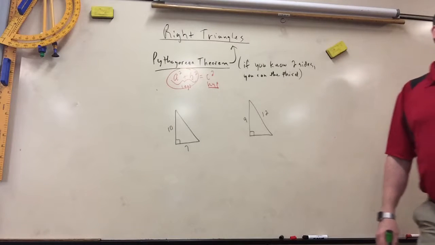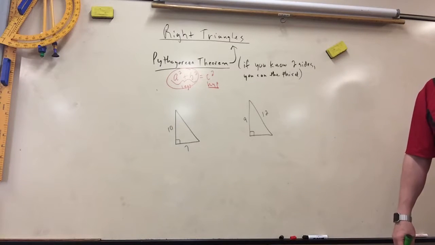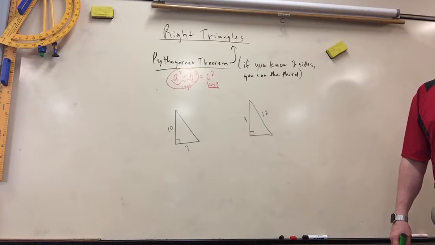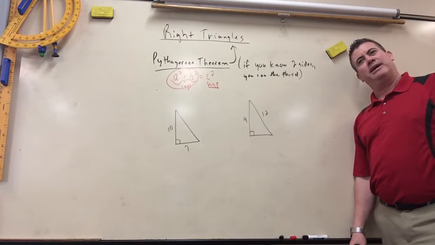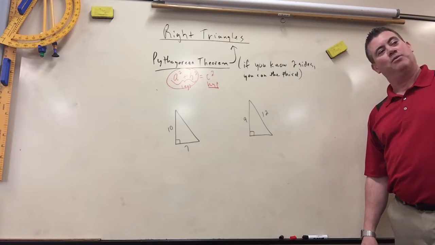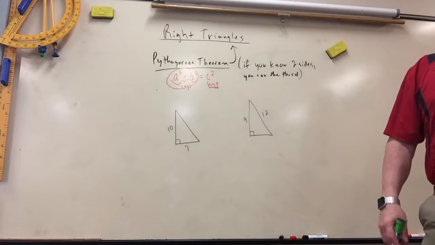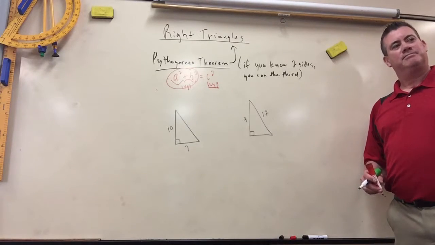Is there a theorem to find the third side if it's not a right triangle? How would you do that? You've got to use the law of sines or the law of cosines, which is trigonometry, which you do in your senior year.